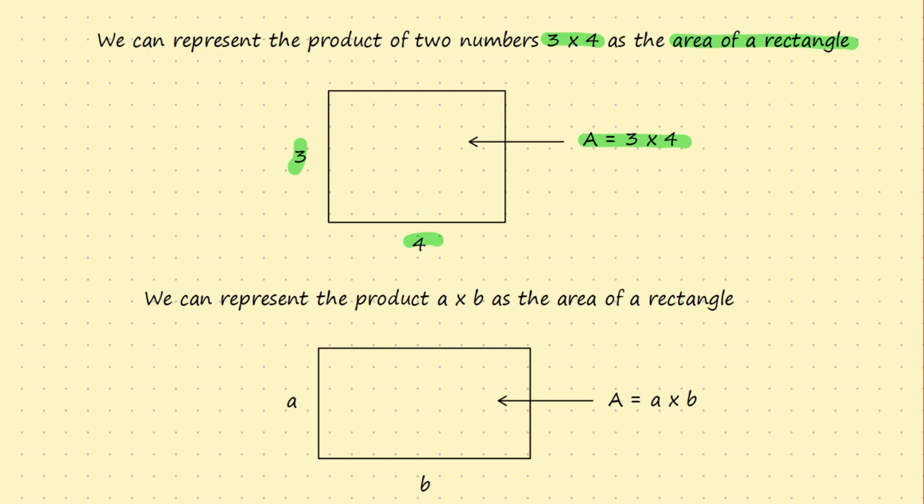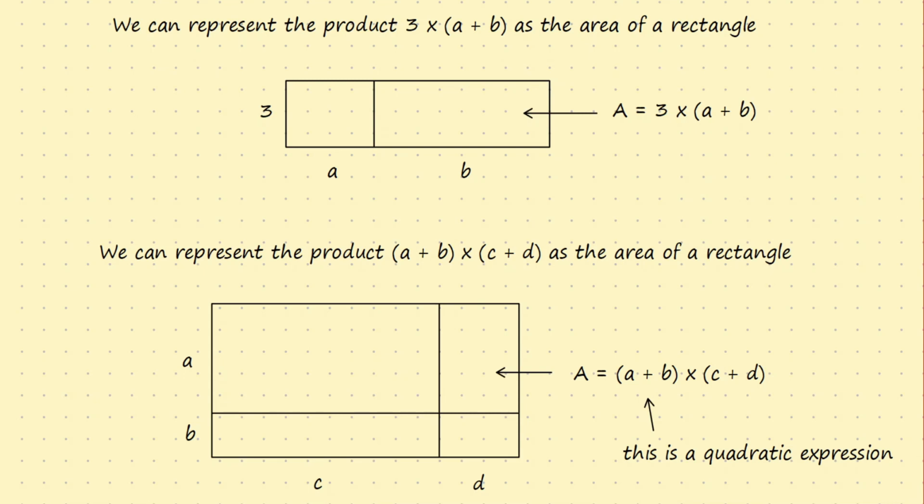We can represent the product a times b as the area of a rectangle with sides a and b. So we have a rectangle with sides a and b, and its area represents a times b. We can represent the product 3 times a plus b as the area of a rectangle with sides 3 and a plus b. So we have a rectangle with sides 3 and a plus b, and its area represents 3 times a plus b.